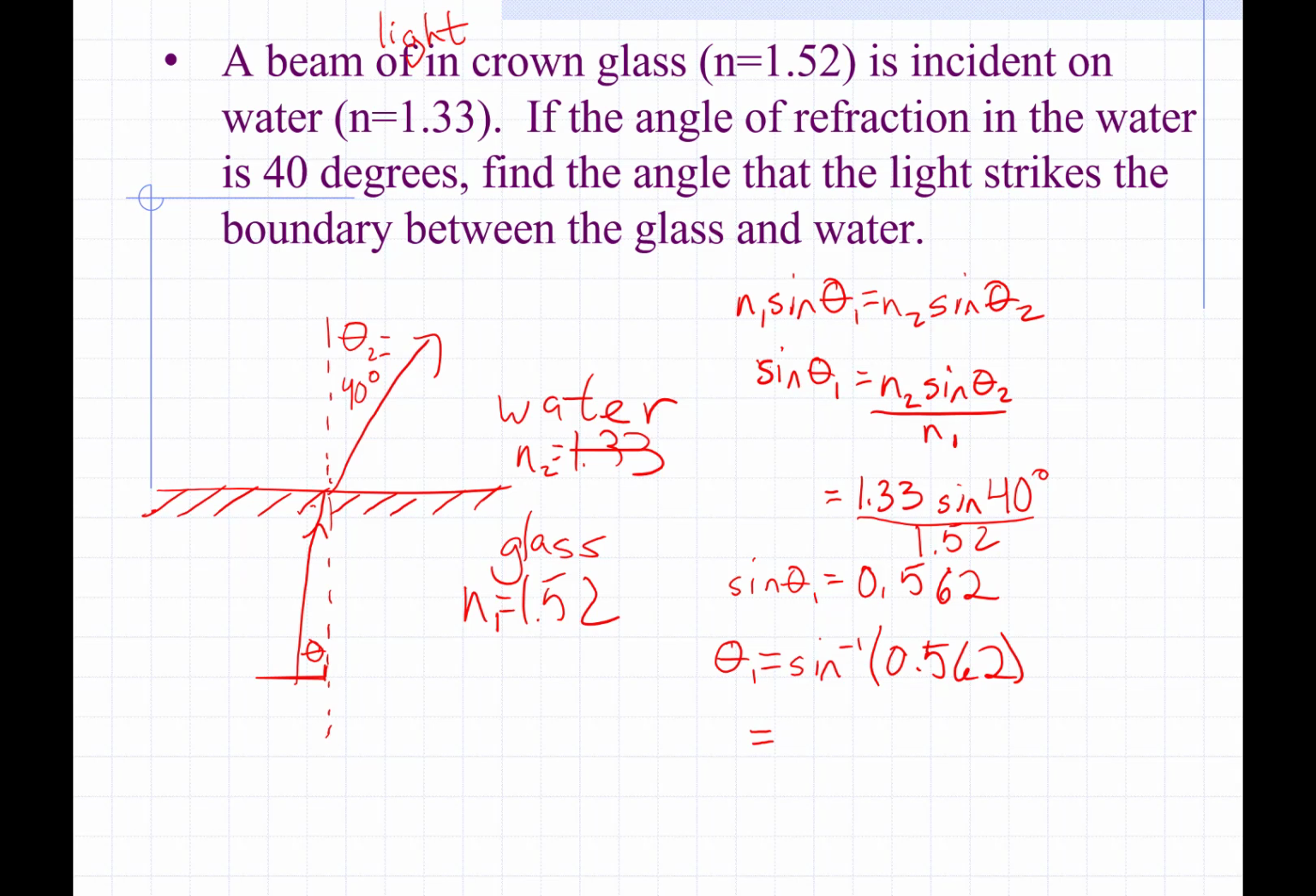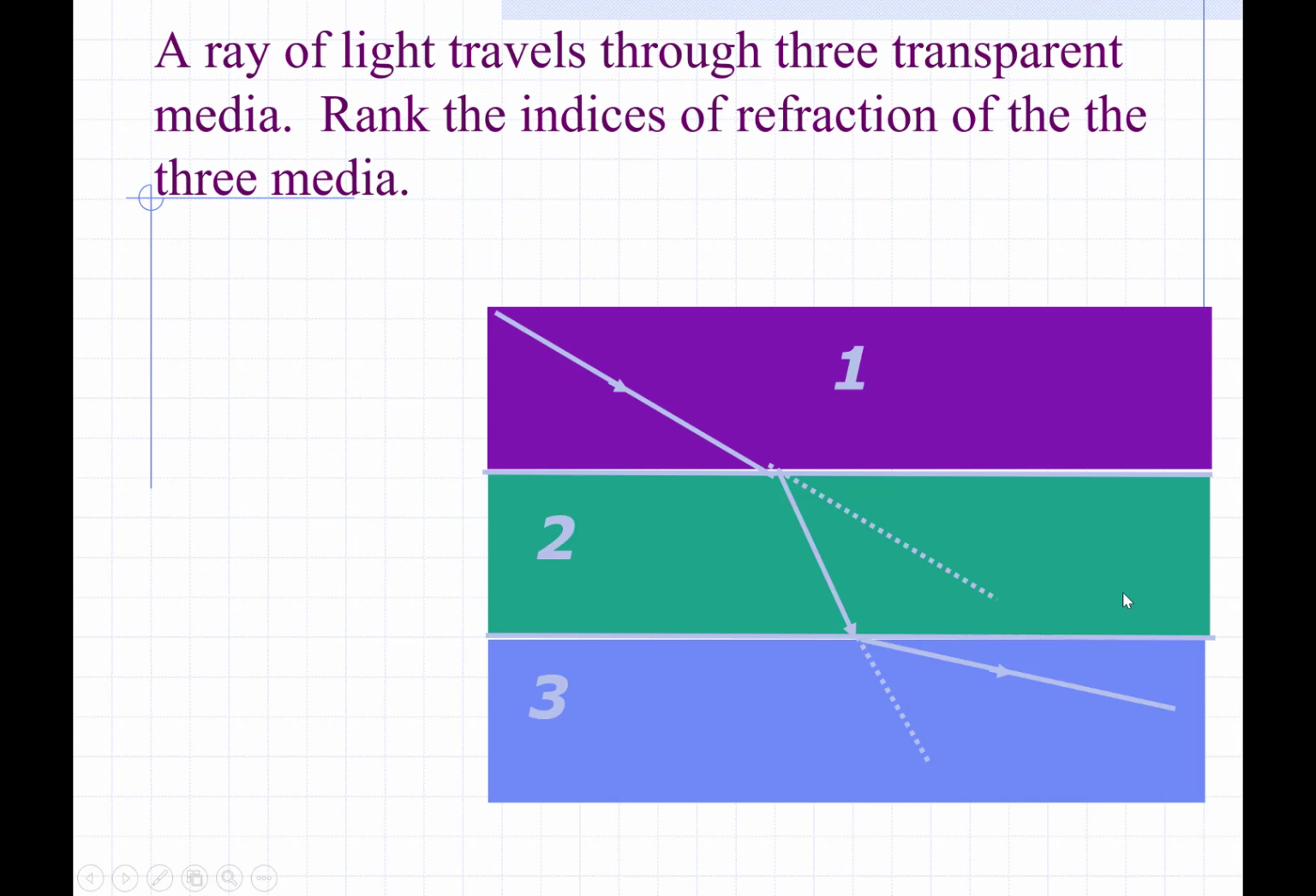Inverse sine of 0.562 gives me my angle of incidence, 34.2 degrees. That's my angle of incidence in the glass. It is a smaller angle than 40, so we are good. Next, a ray of light travels through 3 transparent media.